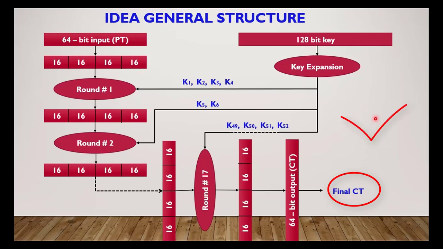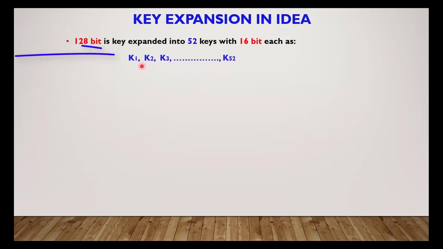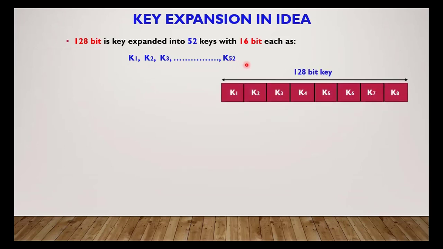This is the whole process and the basic general structure of the IDEA algorithm. Now let's see the key expansion process in the IDEA algorithm. Initially you have a 128-bit key, and that needs to be expanded into 52 keys, and each key should be of size 16-bit, denoted as k1, k2 up to k52. Again, each key is 16-bit. Initially you have a 128-bit key, and you can divide it into 8 keys of 16-bit each.